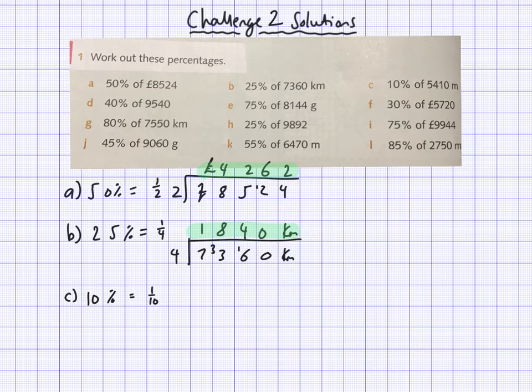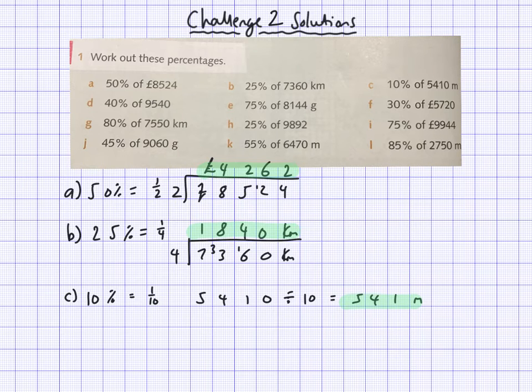So that means I'm dividing by 10. So 5,410 divided by 10 gives me 541 metres, not forgetting your units of measure again.